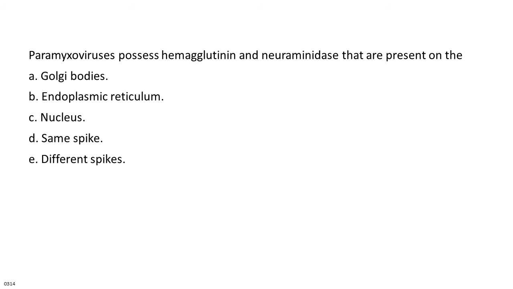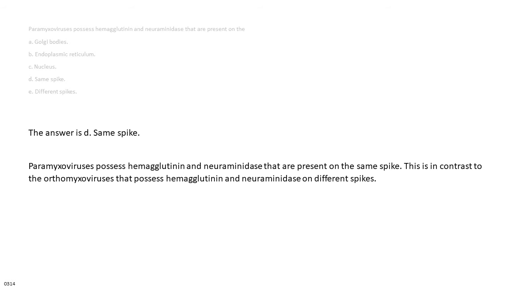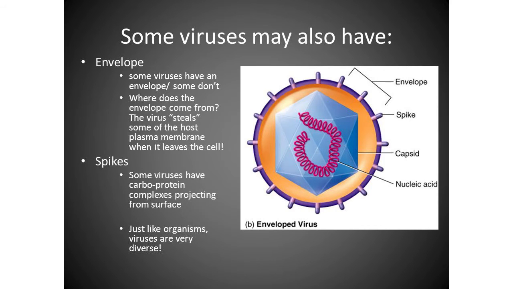Paramyxoviruses possess hemagglutinin and neuraminidase that are present on the A. Golgi bodies. B. Endoplasmic reticulum. C. Nucleus. D. Same spike. E. Different spikes. The answer is D. Same spike. Paramyxoviruses possess hemagglutinin and neuraminidase that are present on the same spike. This is in contrast to the orthomyxoviruses that possess hemagglutinin and neuraminidase on different spikes.